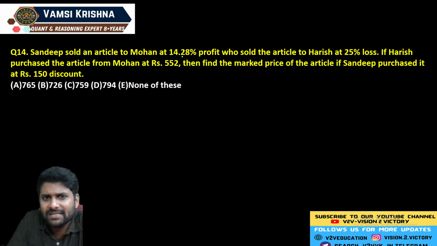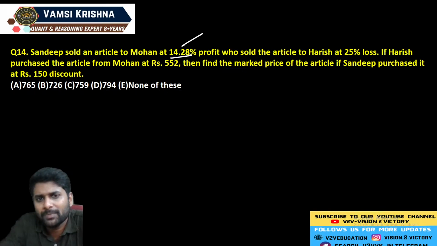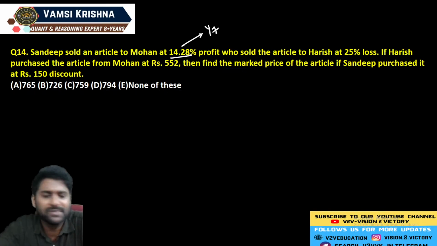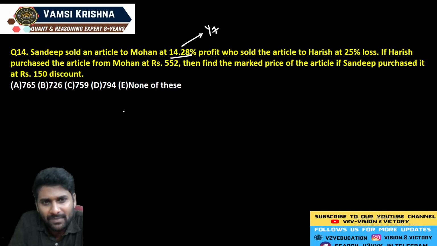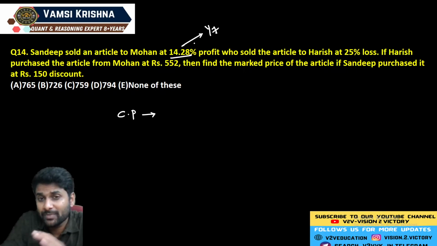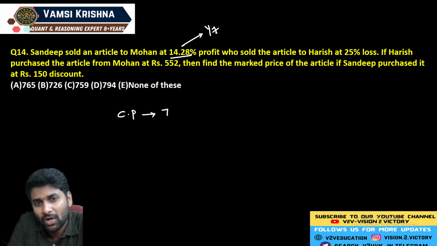Now see, Sandeep sold an article to Mohan at 14.28% profit. Guys, 14.28% means it's 1/7 of the value. Mohan then sold the article to Harish at a 25% loss. Let us assume the cost price of the article is a multiple of 7, why? Because we have a denominator of 7. Let us assume the cost price of the article is 70x.